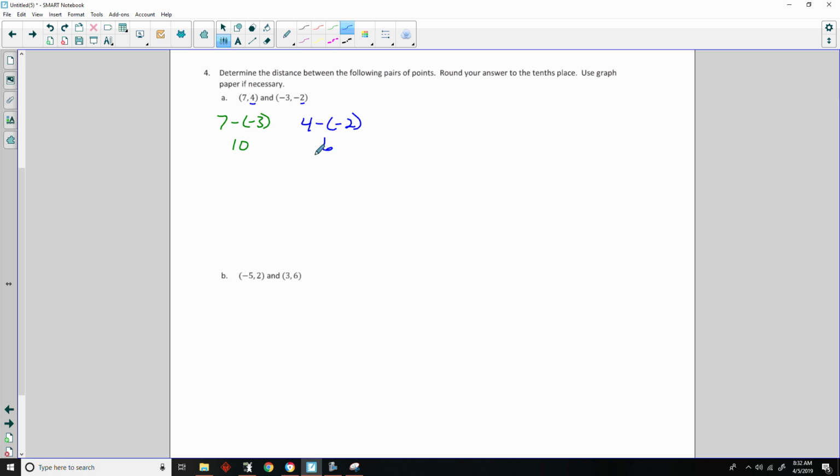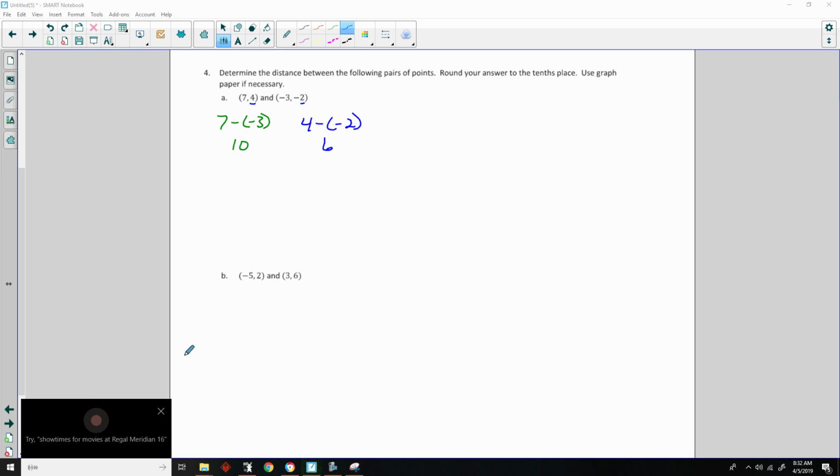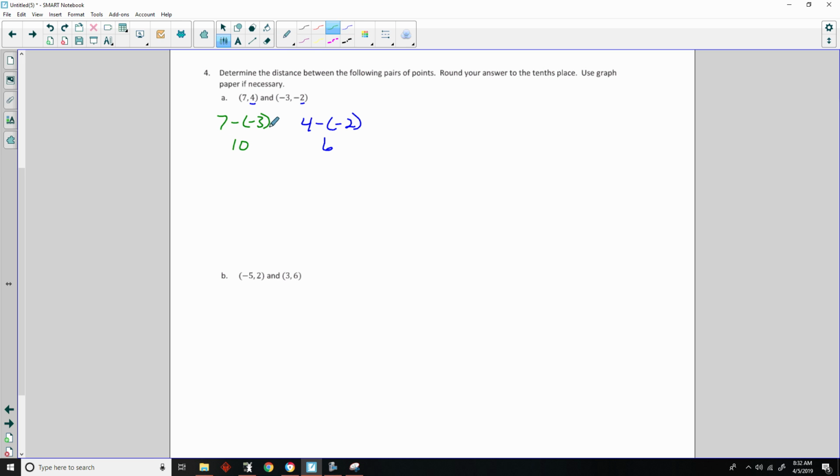I will do this with graph paper after, but all you have to do is find out how far away your x's are, and that's the length of the horizontal of your right triangle. How far away your y's are is your vertical distance, and that's your a and your b. So this is a, and this is b. So then you use the Pythagorean theorem and say a squared plus b squared equals c squared.